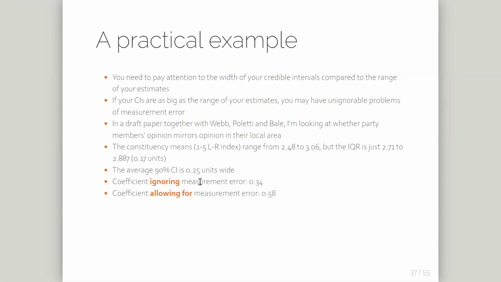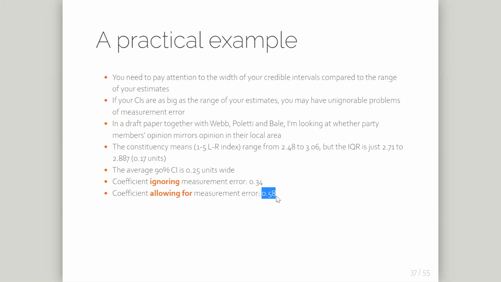If I can give a practical example, I am working on a paper at the moment about the effect of local opinion on party members' opinion, and whether they move with local opinion or whether they're fixed at one point. When I estimate a model which ignores measurement error, I get a coefficient of roughly 1/3. Each unit change in area opinion, 1/3 of it passes through to party member opinion. Not great. If I allow for measurement error, that coefficient goes up to 3/5. Each 1 unit change in area opinion, 3/5 of it, more than half, passes through to party member opinion.